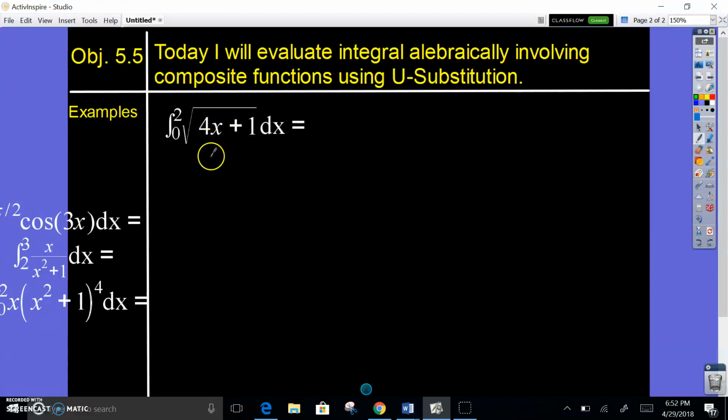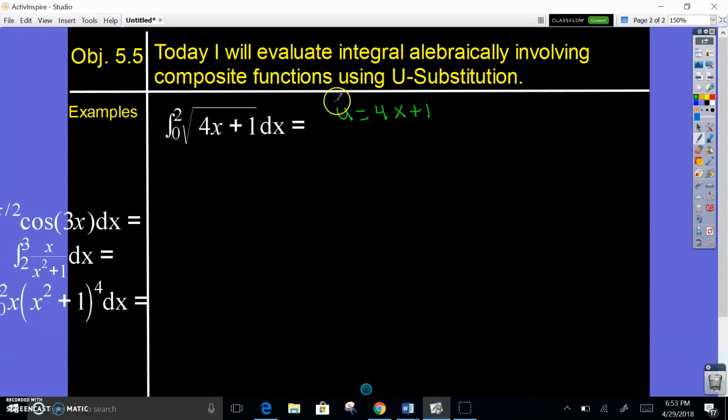So the first thing I need to decide is, am I going to let the square root be u, or am I going to let 4x plus 1 be u? And of course, 4x plus 1 is a more complicated situation. And anyway, if I have to do the square root, its derivative wouldn't appear here anywhere. So that's my hint that I'm going to go ahead and go with 4x plus 1.